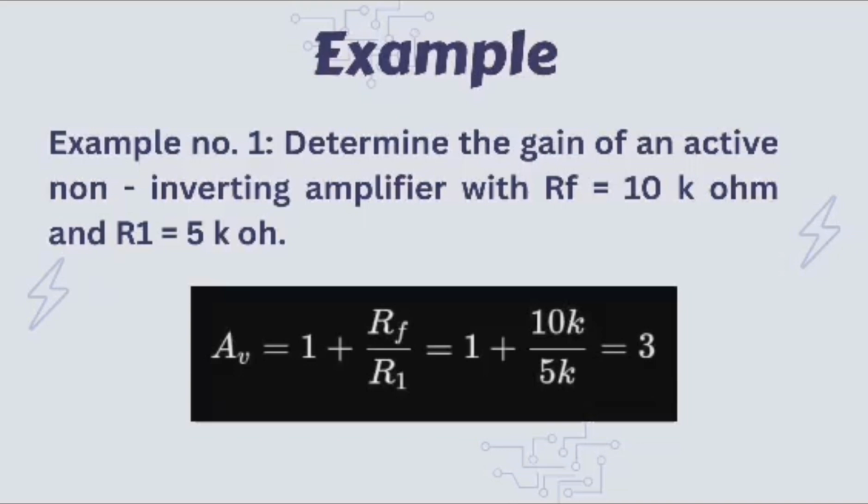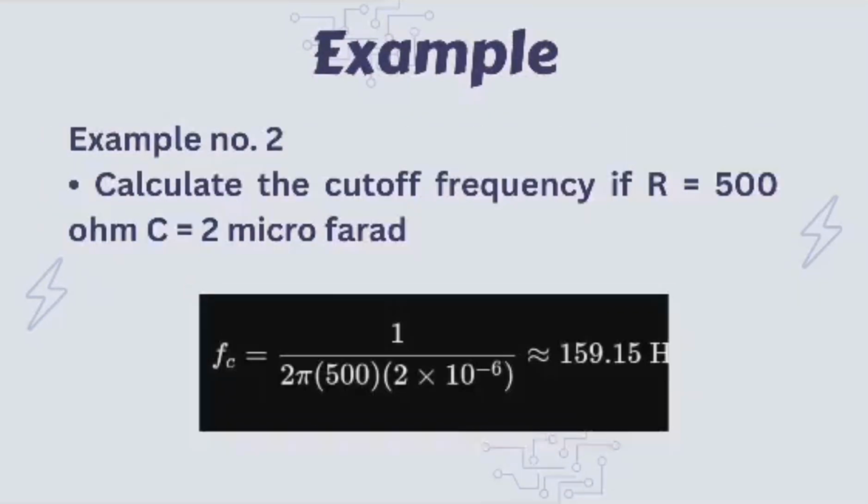and the amplified portion. So ato na i-substitute ang mga given ato sa formula. So 1 plus 10 kilo ohm over 5 kilo ohm. So our voltage gain is equals to 3. This means the output voltage is 3 times larger than the input voltage. So here is another example.